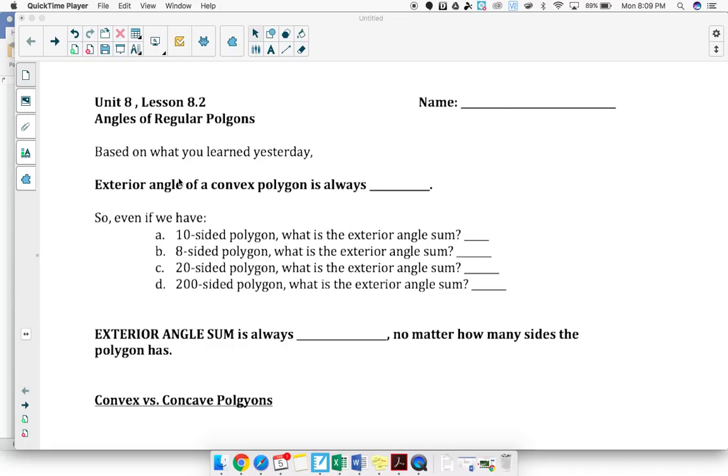Greetings, STEM 2 students. Welcome to section 8.2. What we're going to look at today is relationships among angles inside polygons, and particularly regular polygons.